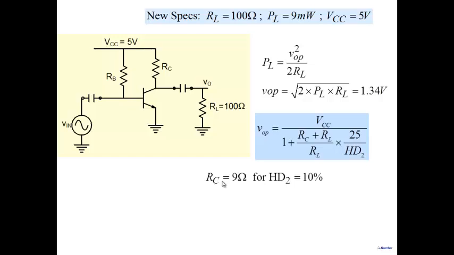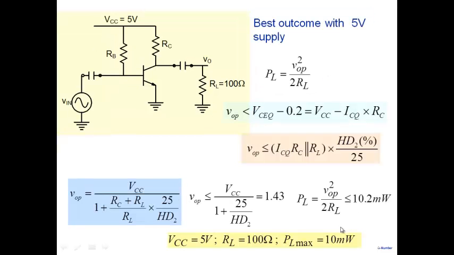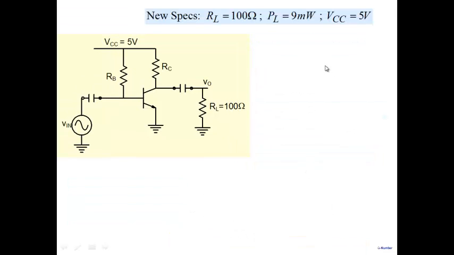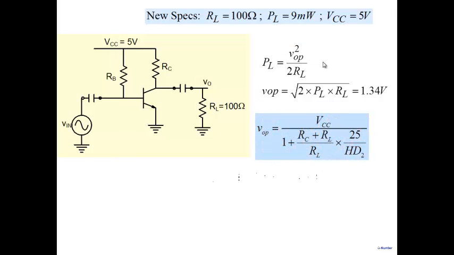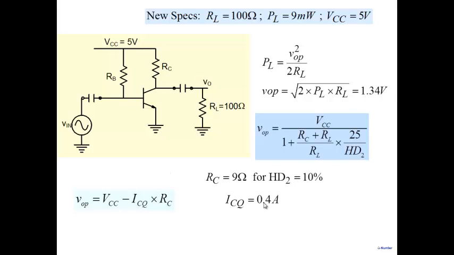Okay, so I'm sure you can smell trouble already. So, you went and told your boss that you'll give him 10 milliwatts. He asked for 9 milliwatts. Okay, he didn't ask for 10, he asked for a little less. And you calculate now, you find RC is equal to 9 ohms. You want to find out now what is ICQ. So you use this equation, the saturation equation here. You put 1.34 and you calculate here. You get ICQ equal to 0.4 amperes.